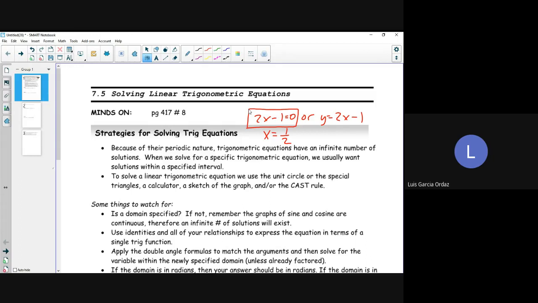So some strategies for solving trig equations. Because of their periodic nature, trig equations have an infinite number of solutions. When we solve for a specific trig equation, we usually want solutions in a specified interval. So the questions will usually say, find the solutions to this linear trig equation within, let's just say, pi over 2 and 2 pi. So you usually get intervals or restrictions of that sort. And to solve a linear trig equation, we use the unit circle or the special triangles, a calculator, a sketch of the graph, or the CAST rule.